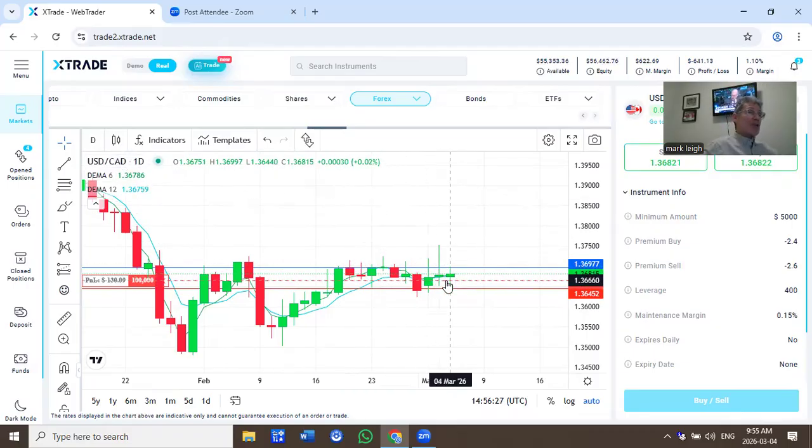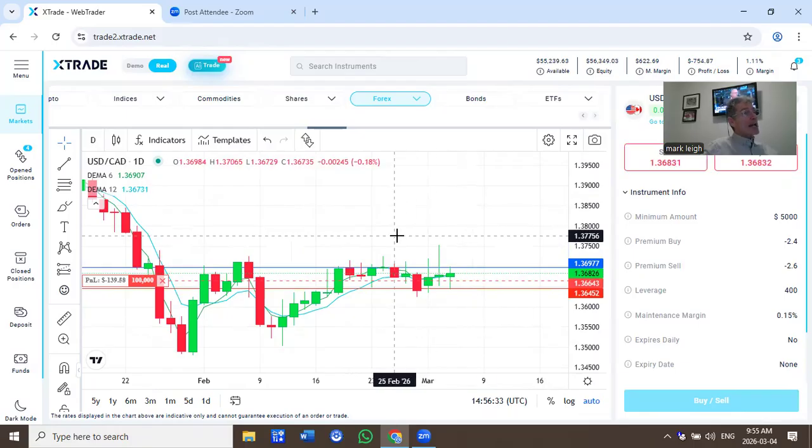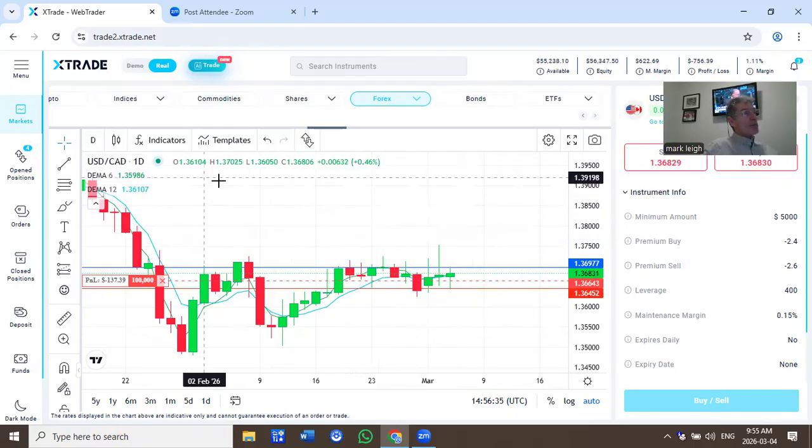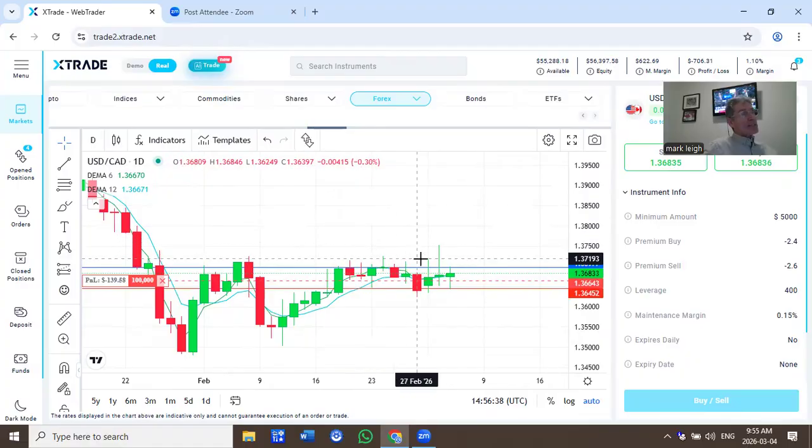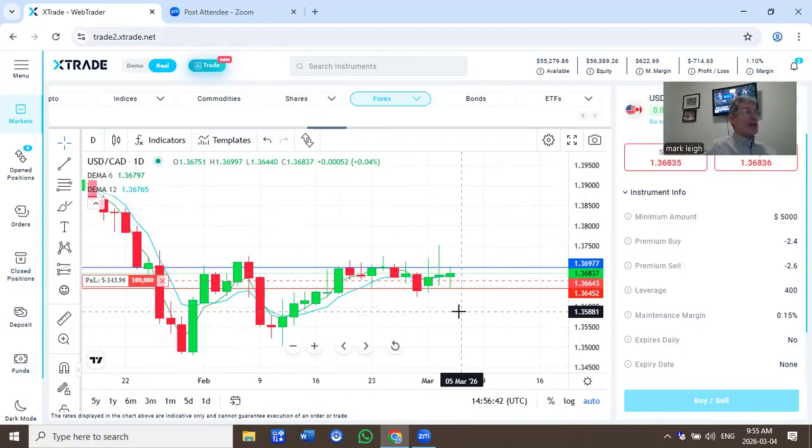We'll see whether buyers, US dollar buyers, can come up, test that 137 level or higher, or if we're going to see Canadian strength, selling US, buying Canadian, sellers will look down at the 136.45 support level.